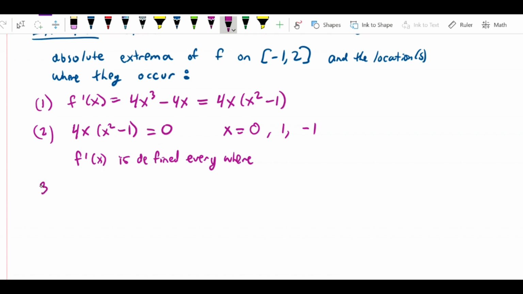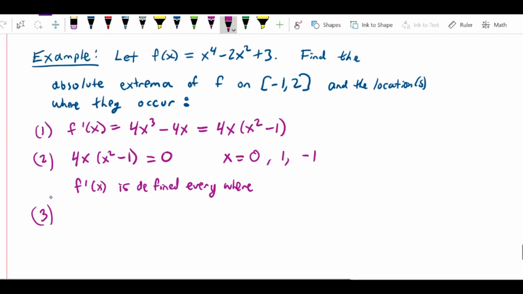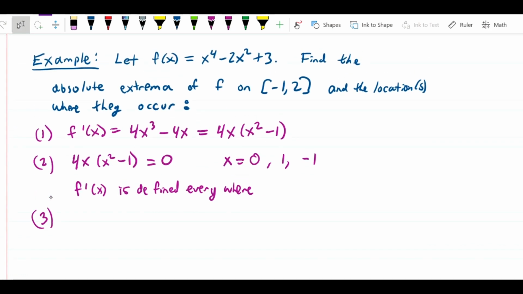So what we want to do now is evaluate the original function at all the critical numbers and all the endpoints, which means that we're going to have to find f of -1, f of 0, f of 1, and f of 2.